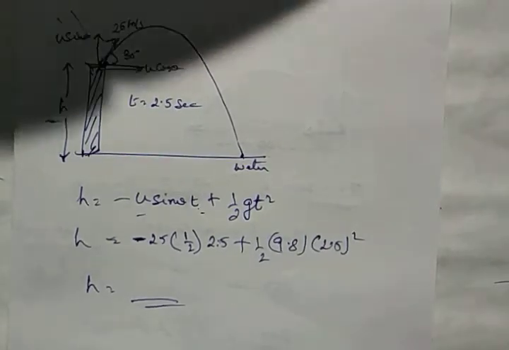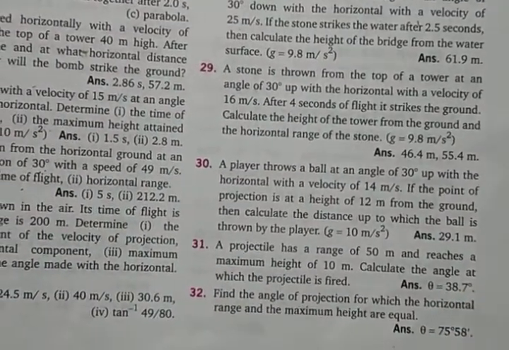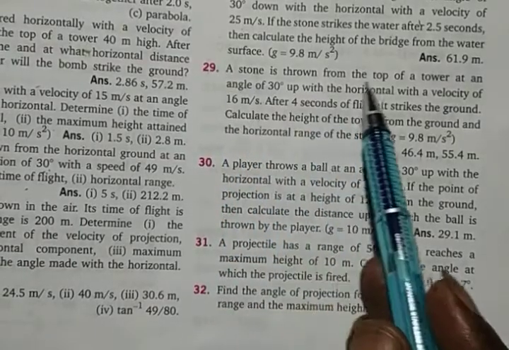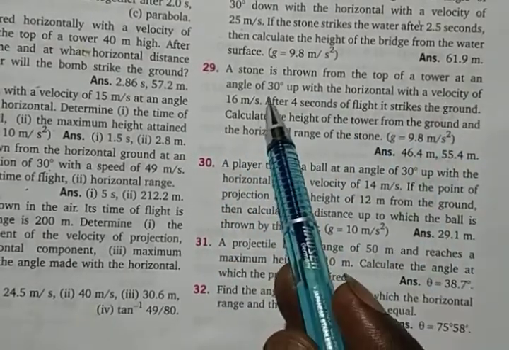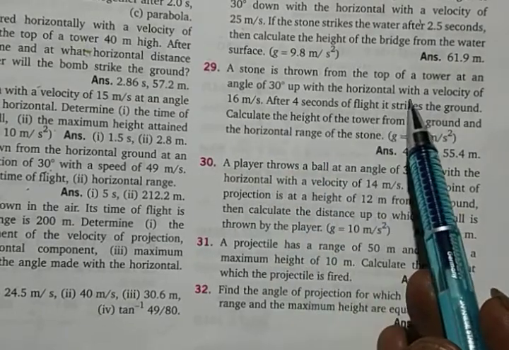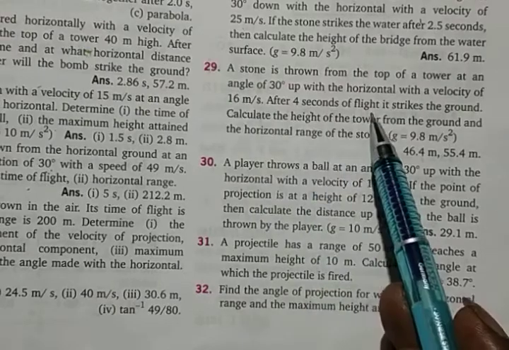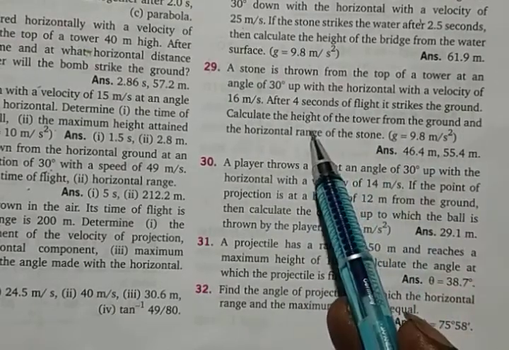We'll see the next question quickly. Question number 29. A stone is thrown from the top of a tower at an angle of 30 degrees up with the horizontal, with a velocity of 16 meters per second. After 4 seconds of flight, it strikes the ground. Calculate the height of the tower.